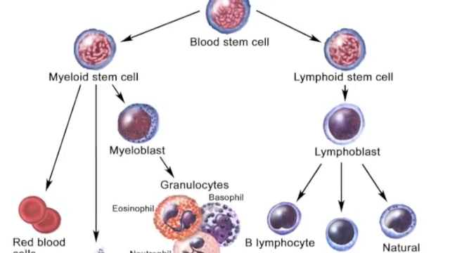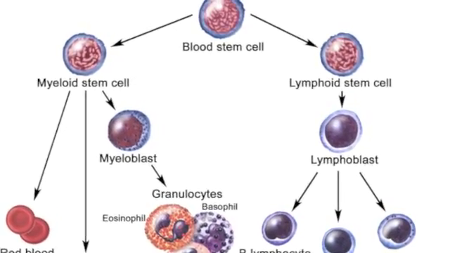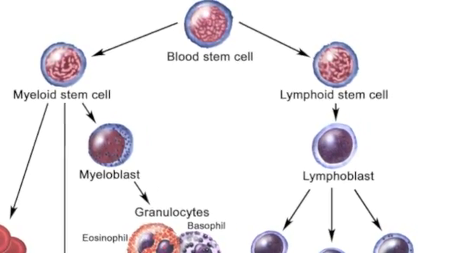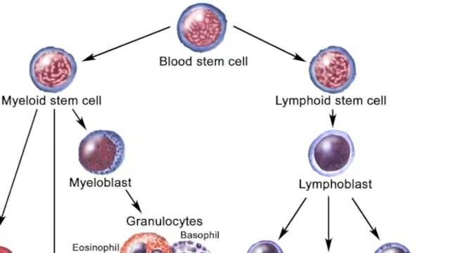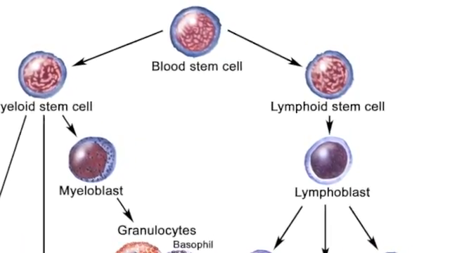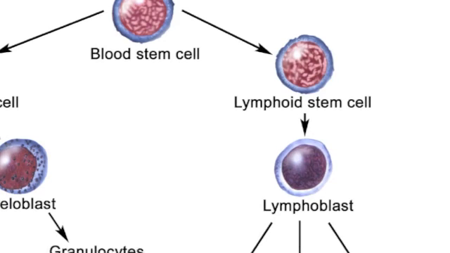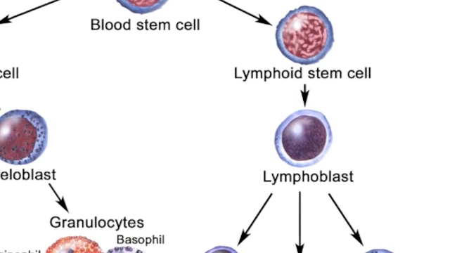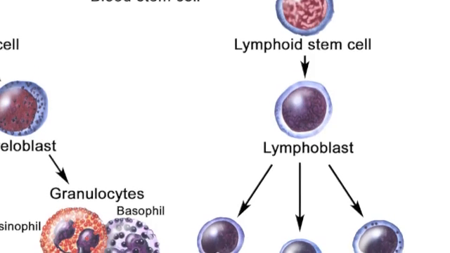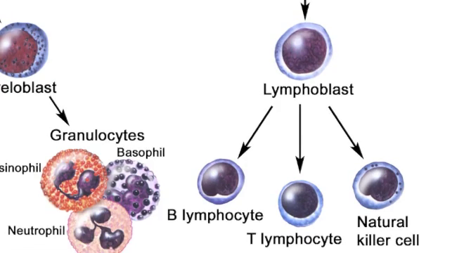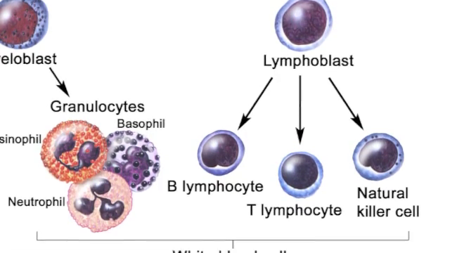So as you can see here in the diagram, the blood stem cell forms many different types of blood cells. Now, the two major types of stem cells formed from the blood stem cell are the myeloid stem cell and the lymphoid stem cell, which later branch off to form many different types of blood cells. If a blood stem cell matures into a lymphoid stem cell, it later becomes a lymphoblast, which later becomes either a B lymphocyte, T lymphocyte, or a natural killer cell. All three of these are white blood cells.